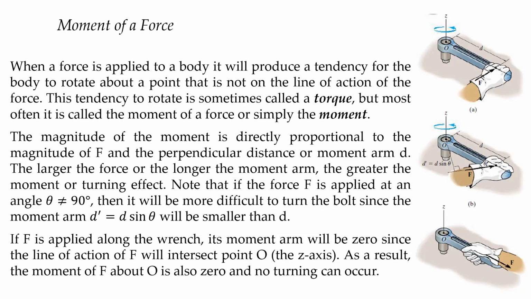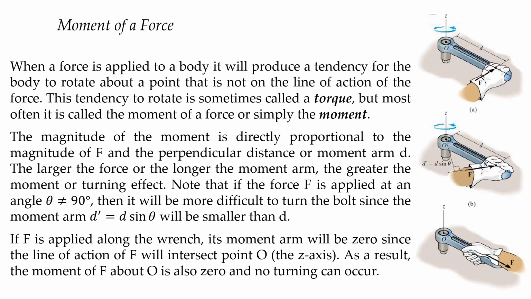Now, note that if the force F is applied at an angle theta, which is not equal to 90 degrees, but of course greater than 0, it will still produce a moment. However, it will be very difficult to turn the bolt since the moment arm, which is represented by our d prime here, which is equal to d sine theta, will be smaller than the distance where we apply our force or where our hand is.